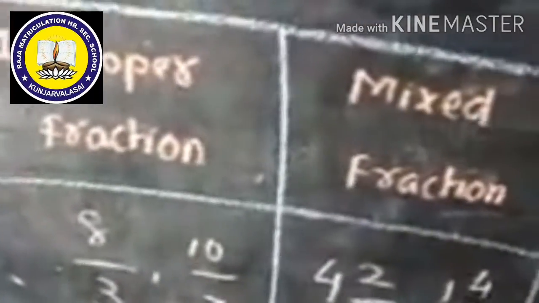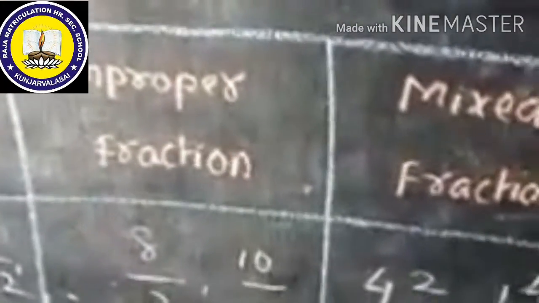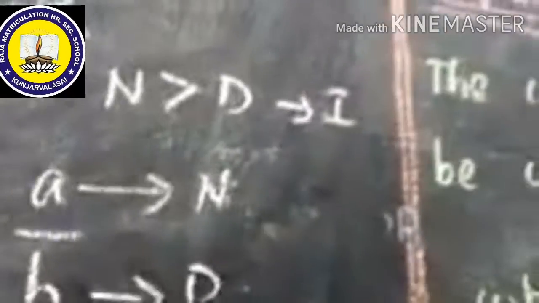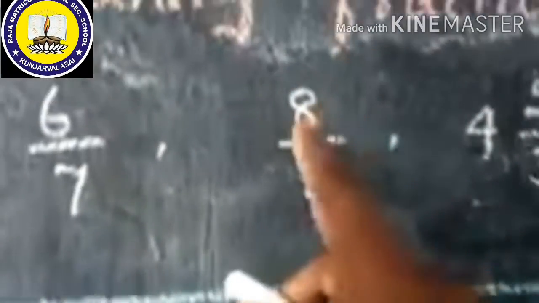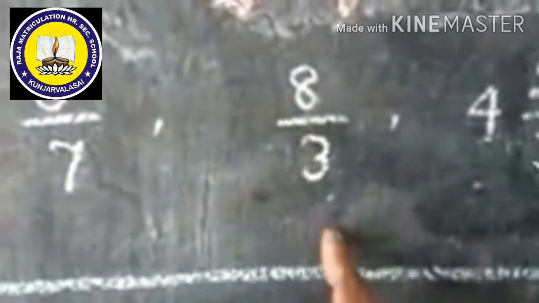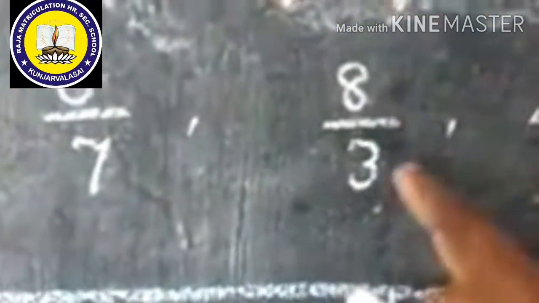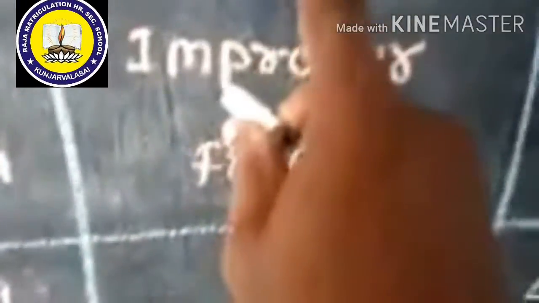Then what is the meaning of improper fraction? It is just the opposite of proper fraction, which means an improper fraction has the numerator greater than the denominator. Here the example is 8 by 3. Is it proper or improper? Listen: 8 is the numerator, which is greater than the denominator, so 8 by 3 is an improper fraction. I put 8 by 3 in the improper fraction column.